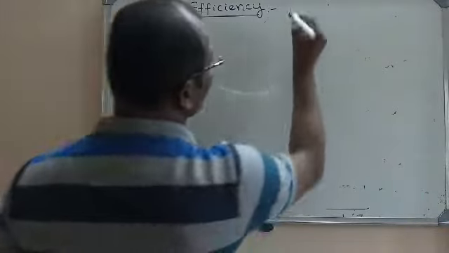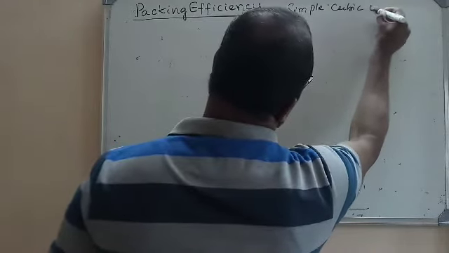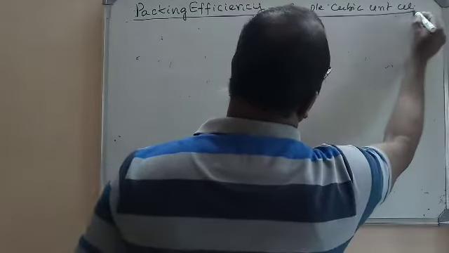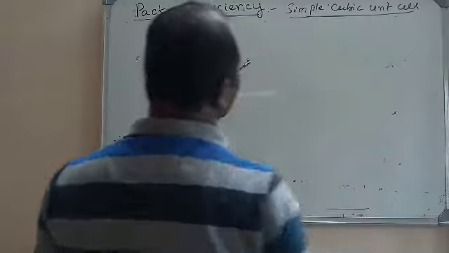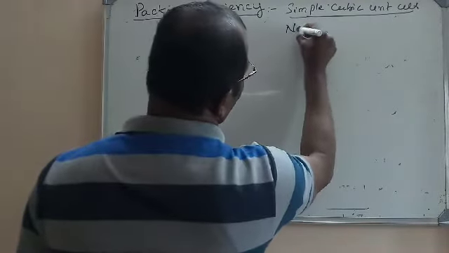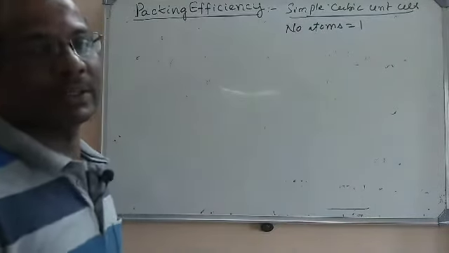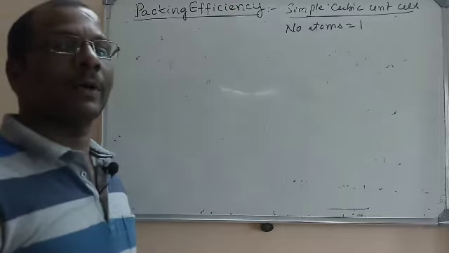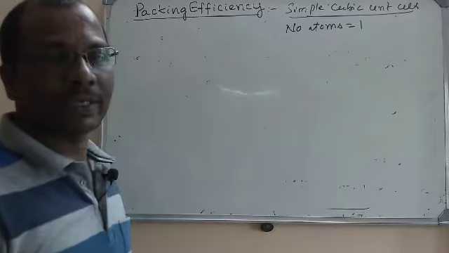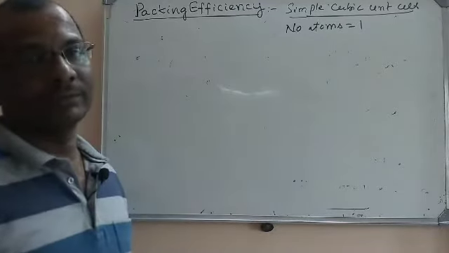Let me write here, for a simple cubic unit cell. What is the number of points here? Only the 8 corners are occupied by points. The number of atoms in a simple cubic unit cell is equals to 1. Please remember that in FCC the number of points is 4, in a BCC the number of atoms is 2, and in a simple cubic the number of atoms will always be 1.